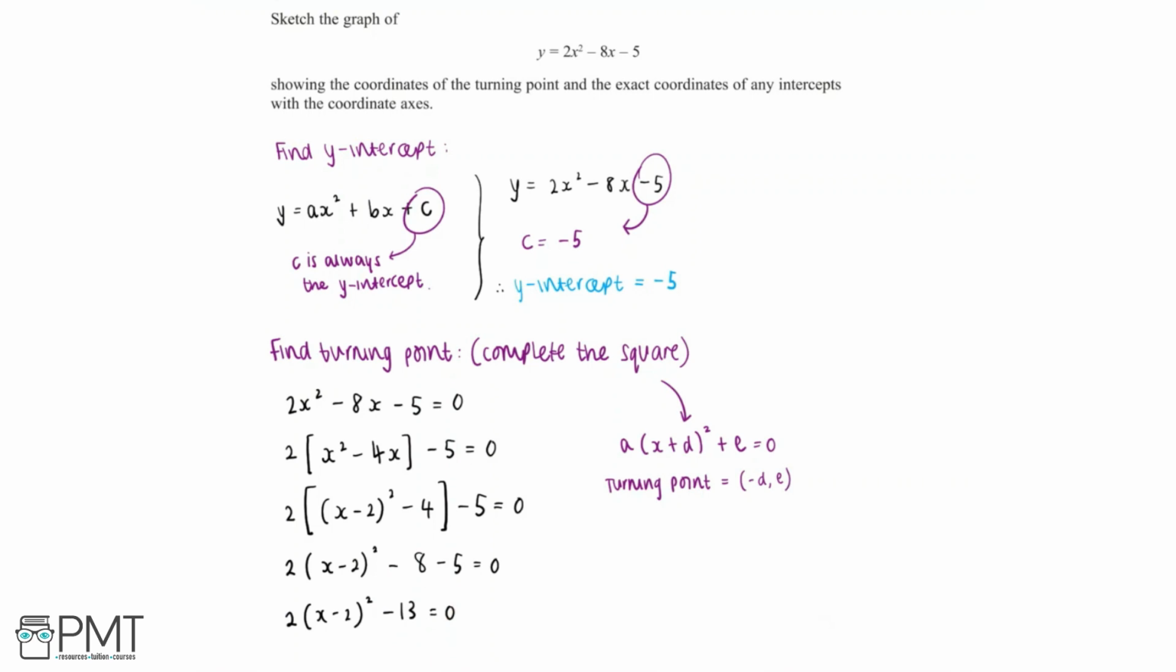And so after having completed the square, we're left with 2 multiplied by (x - 2) all squared, take away 13, is equal to 0. And we can see that this is in the format a(x + d)² + e = 0. We can say that d is -2, and e is -13, and the turning point is (-d, e). Well, if d is equal to -2, then -d would be equal to positive 2, and we can leave e as -13. And so our turning point of (-d, e) would be equal to (2, -13).